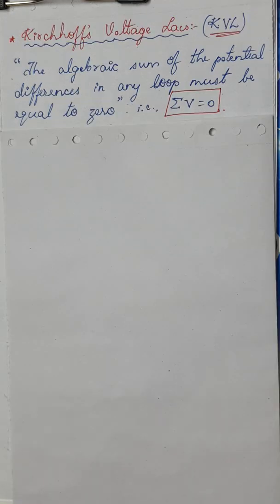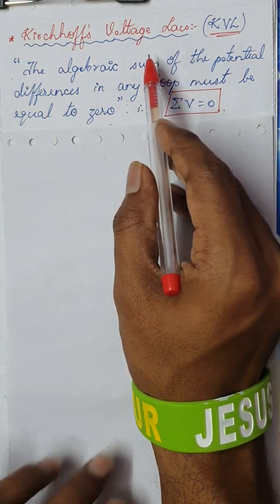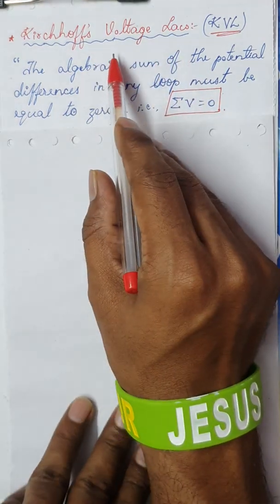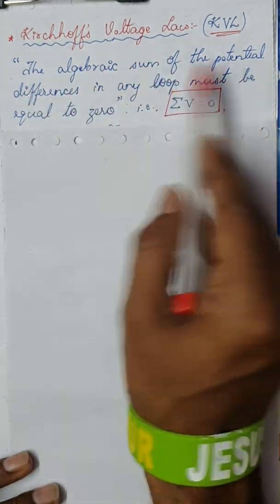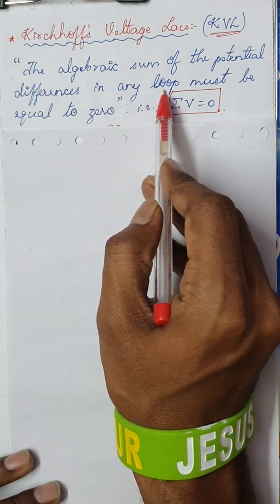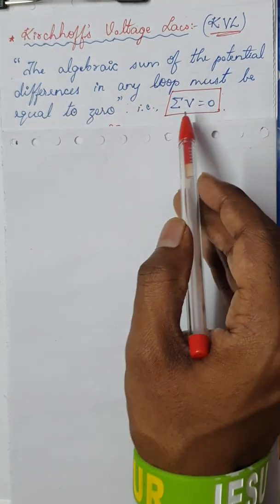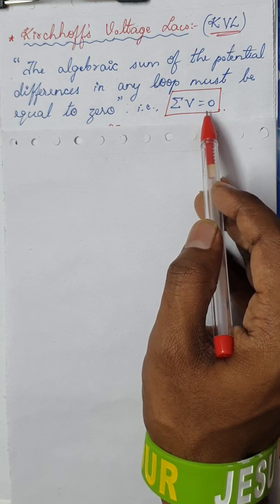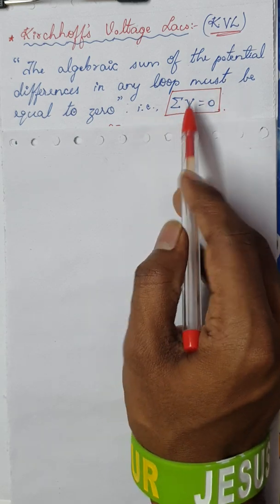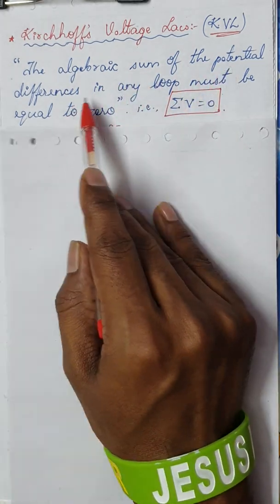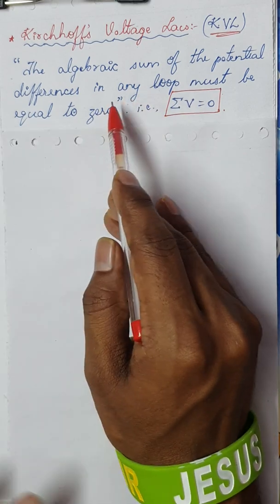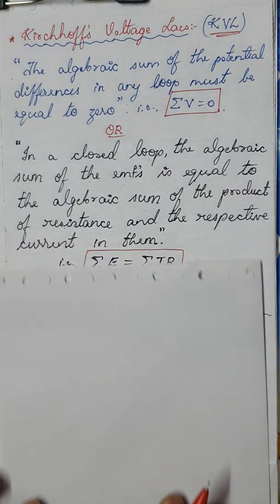So the KVL, which is Kirchhoff's voltage law, states that the algebraic sum of the potential differences... Kirchhoff's current law depends upon current and Kirchhoff's voltage law depends upon the voltage. Okay, so the algebraic sum of the potential differences in any loop must be equal to 0. There it was summation I equal to 0. Here it is summation V equal to 0. What is V? Potential difference or the voltage. Is it clear? Are you following? The algebraic sum of the potential differences in any loop must be equal to 0. Okay. What is the other way of saying this?